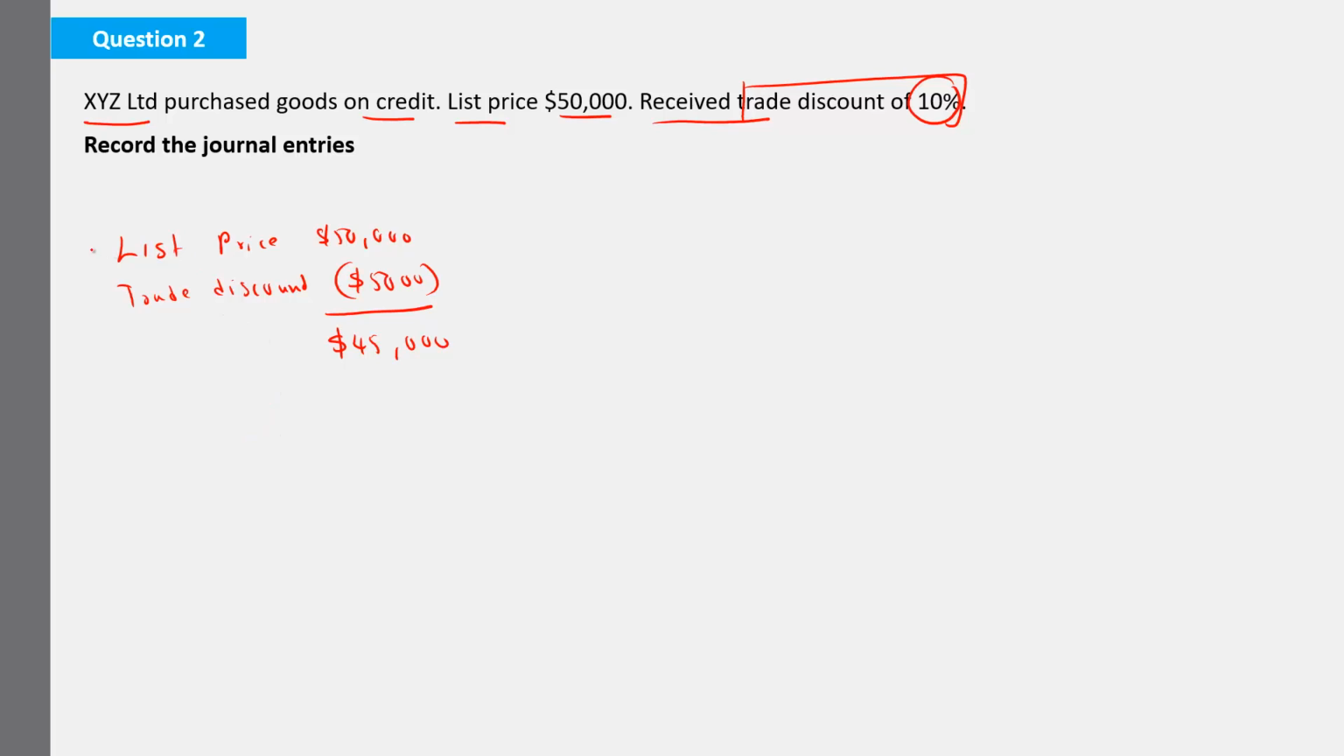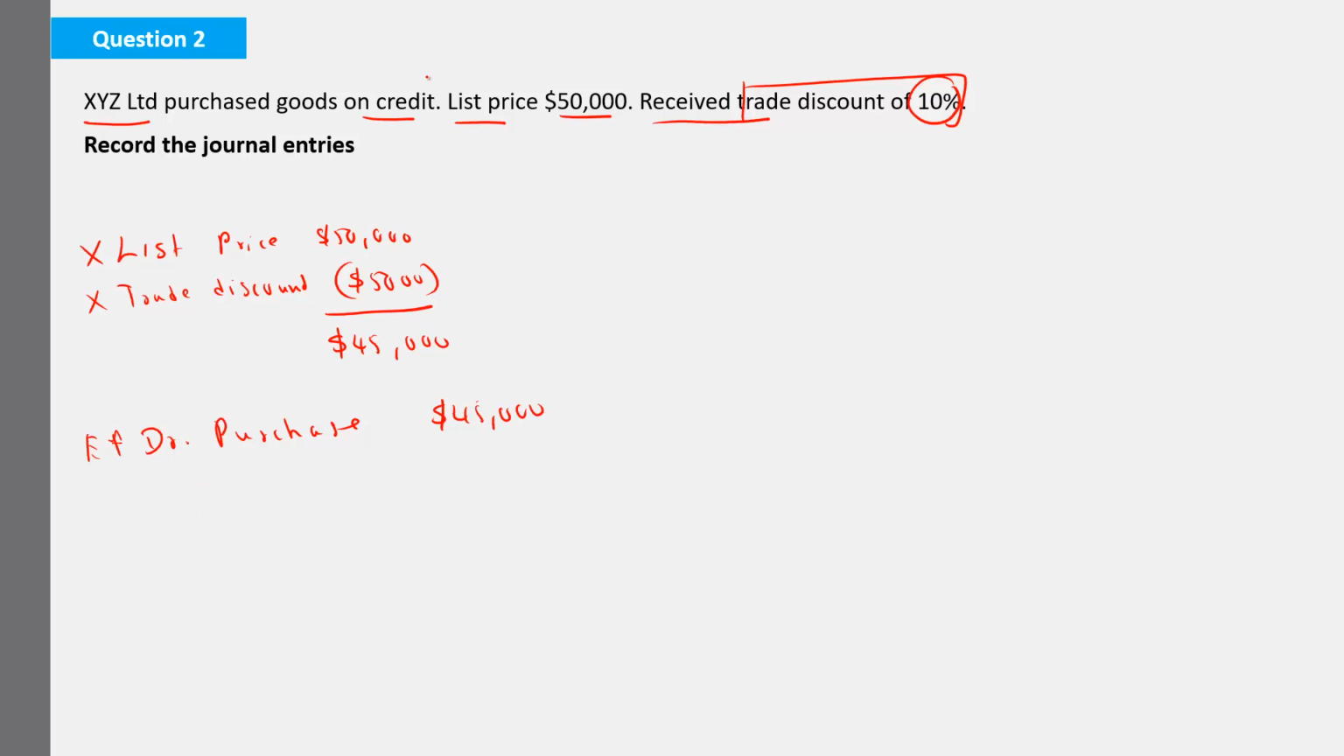So I said to you, list price will not be recorded in the accounts. Trade discount will not be recorded from the list price. Once you deduct the trade discount, the amount that you are getting, that amount only will be recorded in your accounts. So what's the double entry for this? Your debit record will be your purchase, because purchase is an expense. How much is that? 45,000 US dollars. Expense increases, it's a debit record.